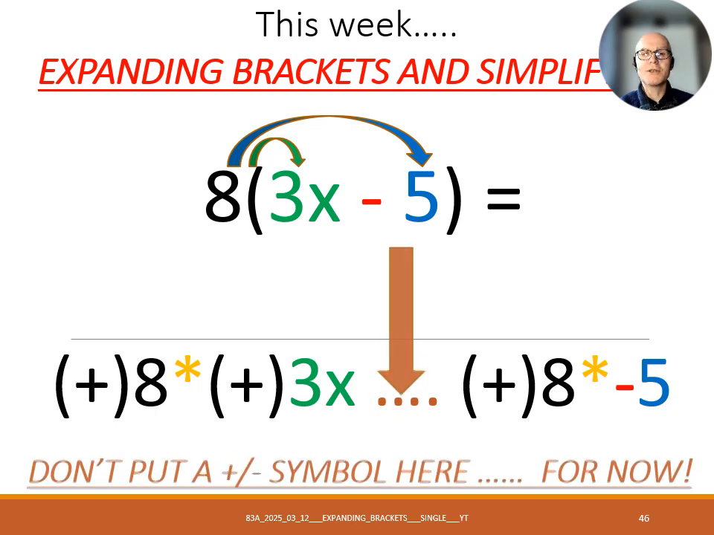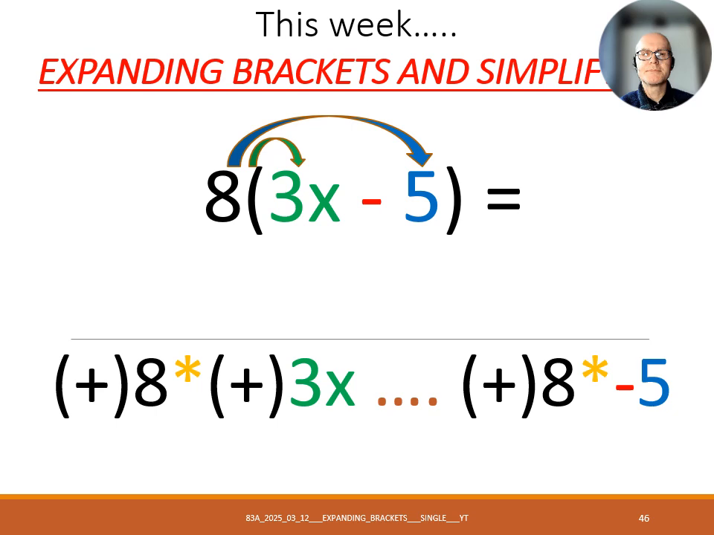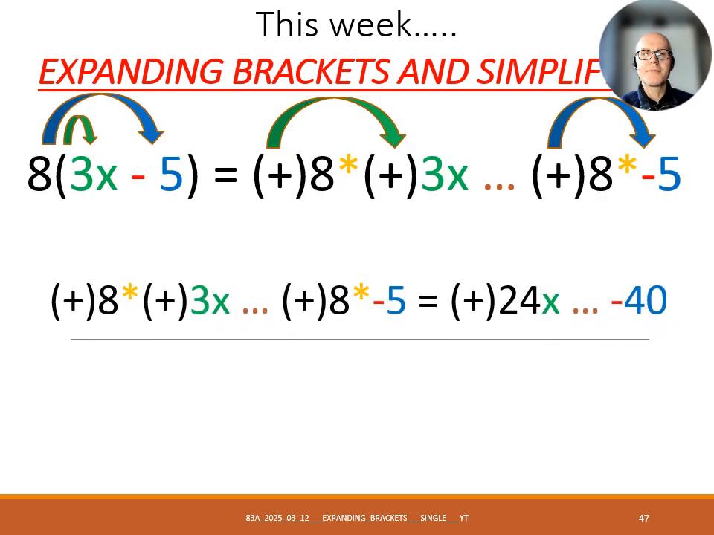Split it into 2 chunks. Positive 8 times positive 3x. Positive times positive is a positive answer. Positive 8 times positive 3x equals positive 24x. Then positive 8 times negative 5. Positive times a negative equals a negative answer. Positive 8 times negative 5 equals negative 40.